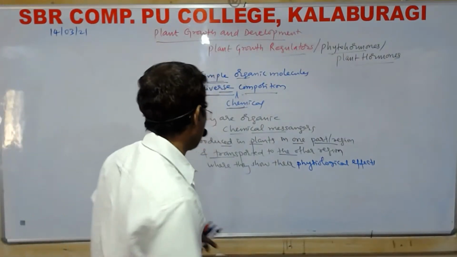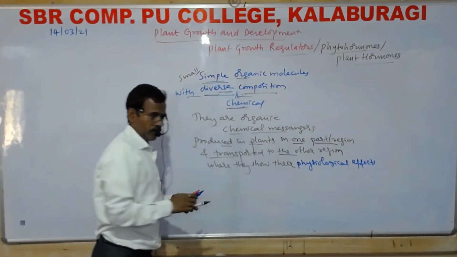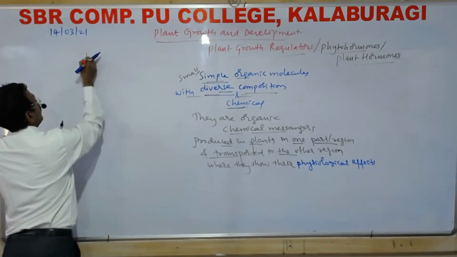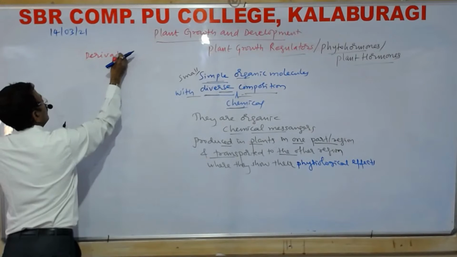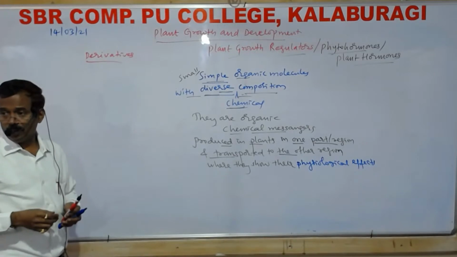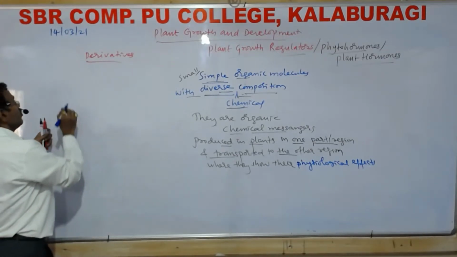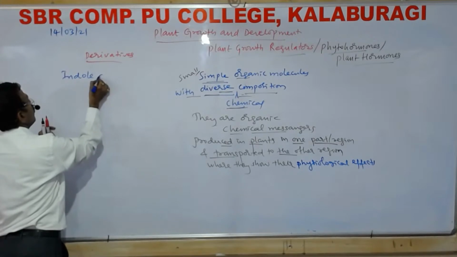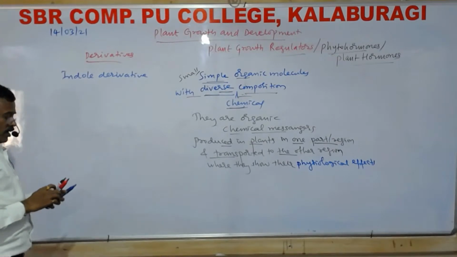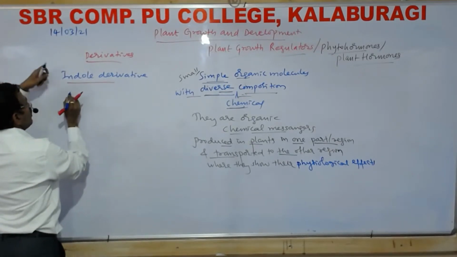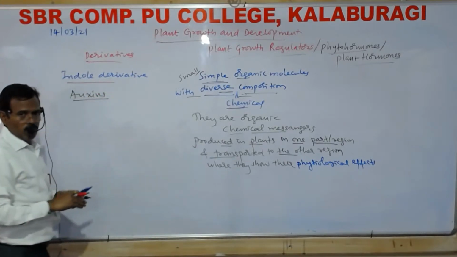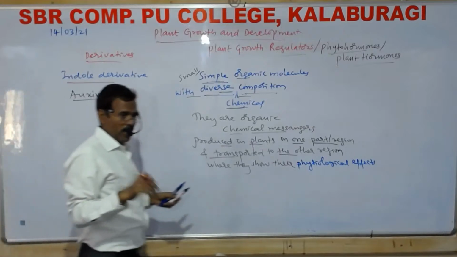They are of diverse chemical composition, as we have written. So they are derived from different sources. So one is indole derivative. Indole derivatives are mainly what we call auxins. Auxins are plant growth regulators.